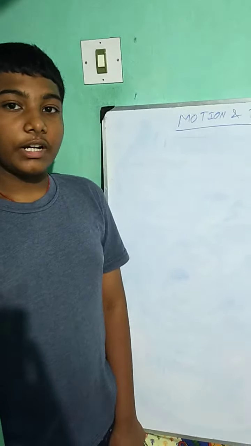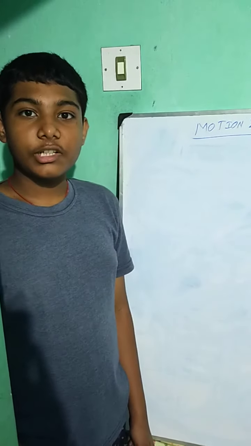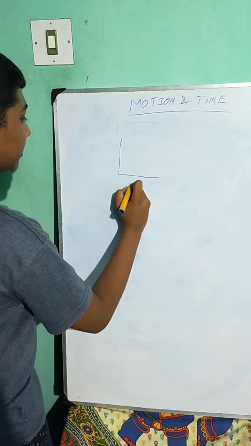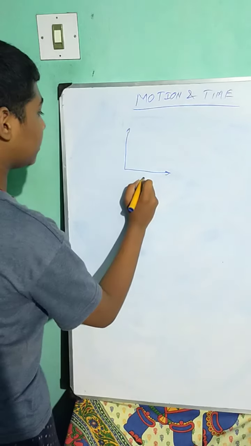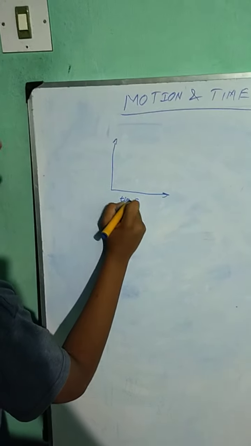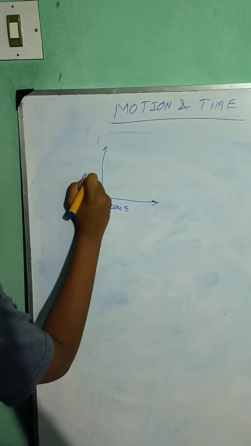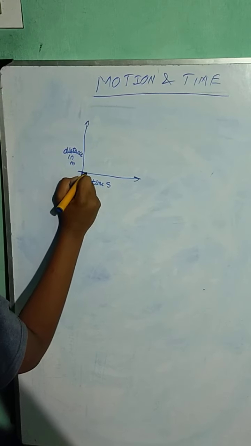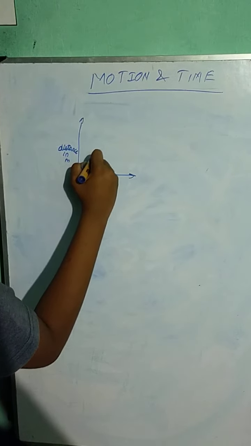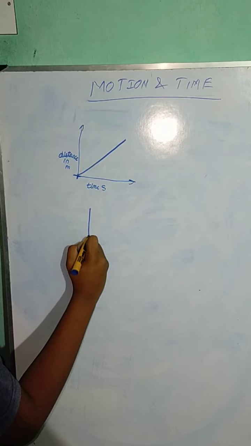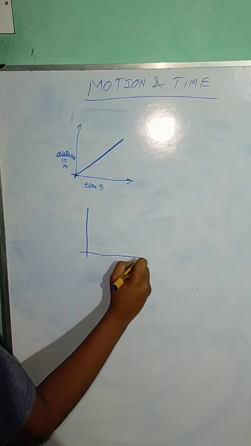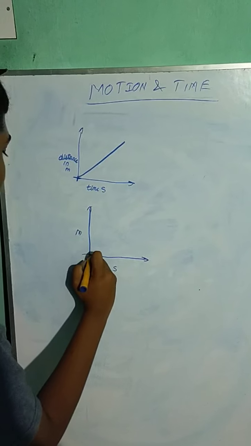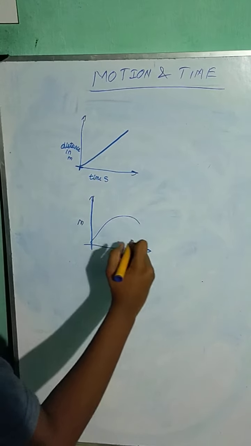Now I'm going to depict distance time graphs without any units of speed. For example, for uniform motion, we can depict, now this is time in seconds, and distance in meters. So this is uniform motion and non-uniform motion. Again time in seconds, distance in meters, like this.